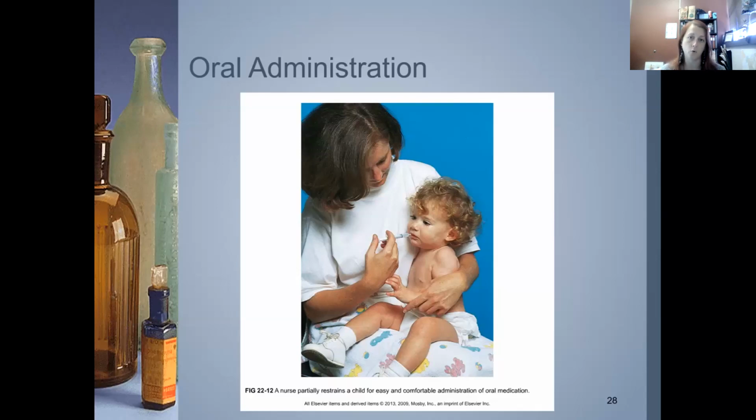So I show parents both ways to do this. If you have the helper, make sure they're holding the head in place, so you can give them the medication. If they're by themselves, the picture here shows one way of doing it, with a hug hold. The kid's there, the mom is holding the other arm out of the way, so they can't grab at it, because they'll try to grab the syringe out of your hand. Your hug hold is there, other hand's restrained.